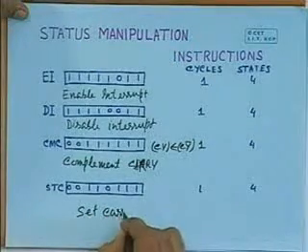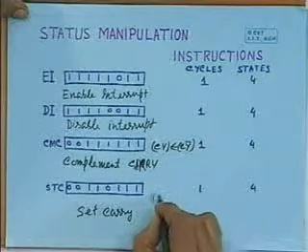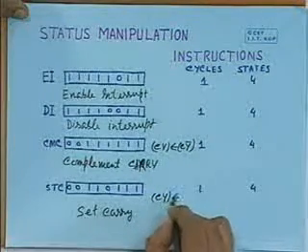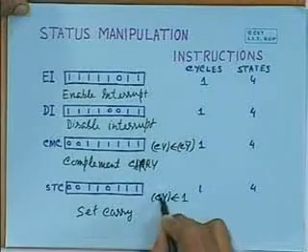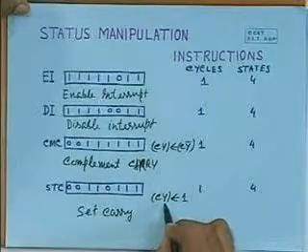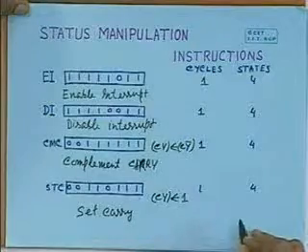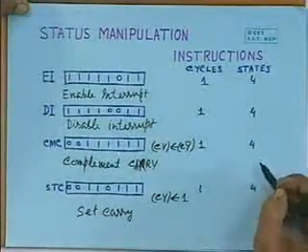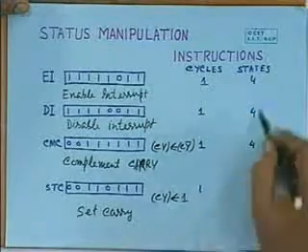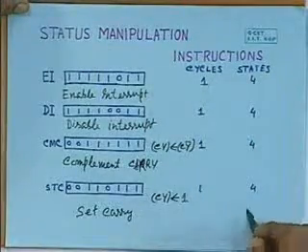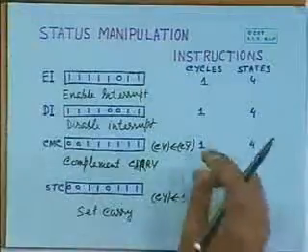By using this set carry instruction, the carry flag bit is set to 1. Here also you are modifying the carry flag bit, but you are not performing any other operation. In all these cases, as you can see, you require 1 machine cycle and 4 states. So these 4 belong to the status manipulation instructions.